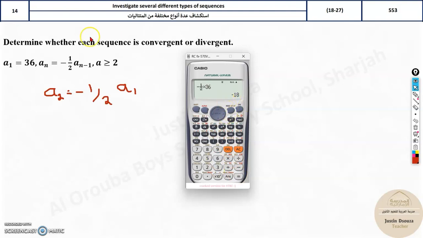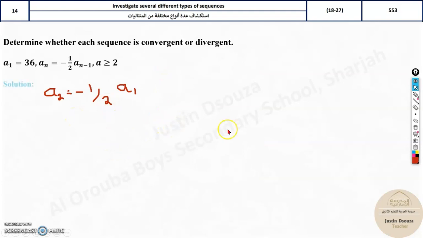Now it is 18. Next term, if you are to find the A3, you need to multiply negative half with the previous term, that is 18. But this time it will be negative 18. So what happens over here? It will be minus 18, and the answer is 9. Then you have to multiply 9. It becomes 4.5, then 2.25, and then it just reduces.